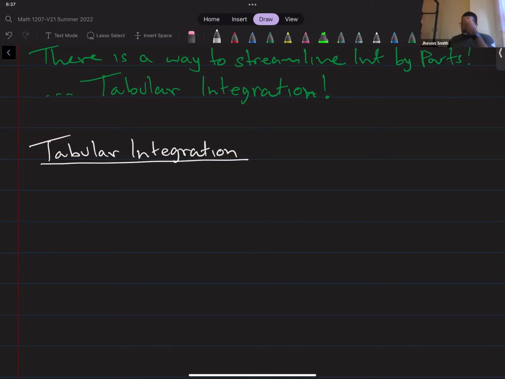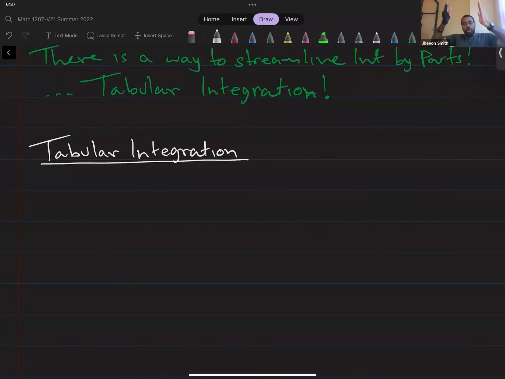Here's how it's going to work. I'm going to give you the algorithm, and then I'm going to do some examples, because me just writing out the algorithm might be a little bit confusing, but in hindsight, it'll make more sense after you see an example, and then you can use the algorithm as a reference. Essentially, it's called tabular integration because you're going to set up a table.